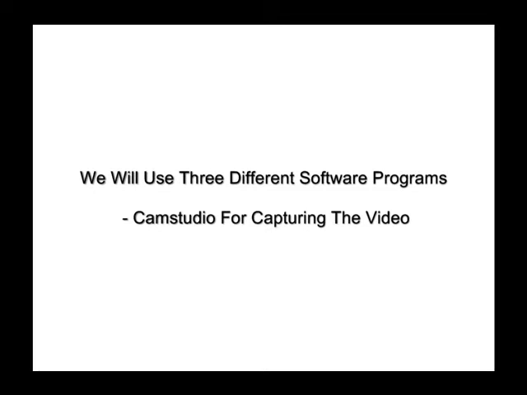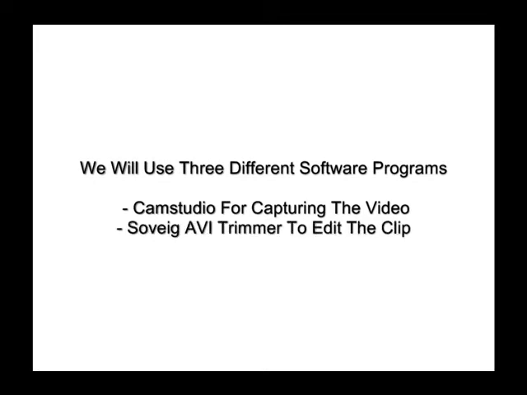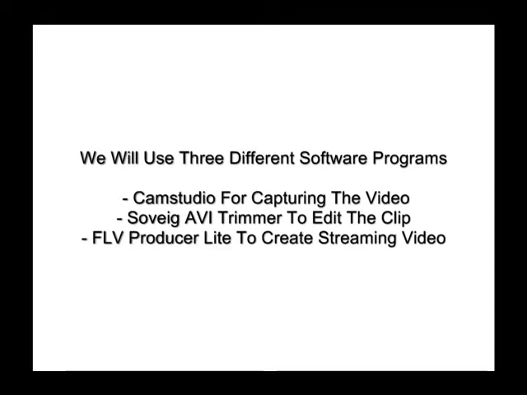To create our videos, we will use three different software programs. First, we'll use Cam Studio to capture the video from the screen. Then we'll use Sovig Avid Trimmer to edit the clip. And then we'll use FLV Producer Lite to create the streaming video. You can download all of these programs from the links in the resources document.